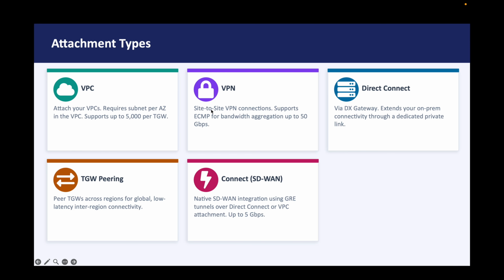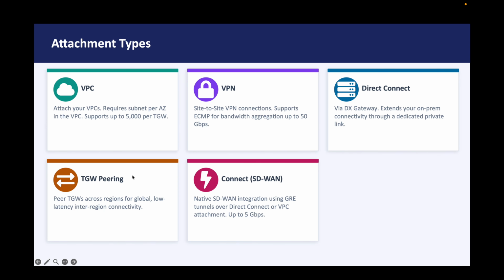After that we have VPN. VPN is a site-to-site VPN connection. It supports ECMP for bandwidth aggregation up to 50 Gbps. It is basically site-to-site IPsec, way better than a VGW. Next one is Direct Connect. One DX gateway attachment, and all your VPCs can reach on-prem, no VGW per VPC needed.